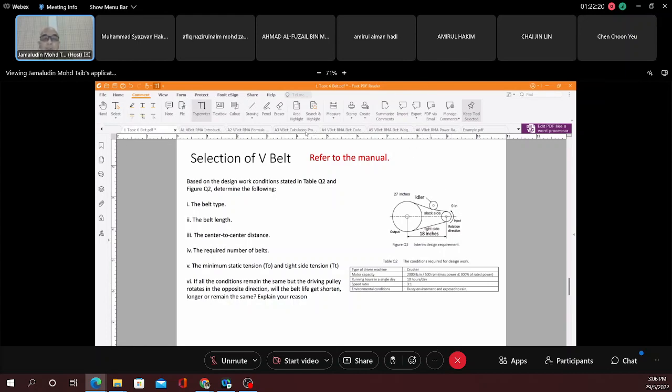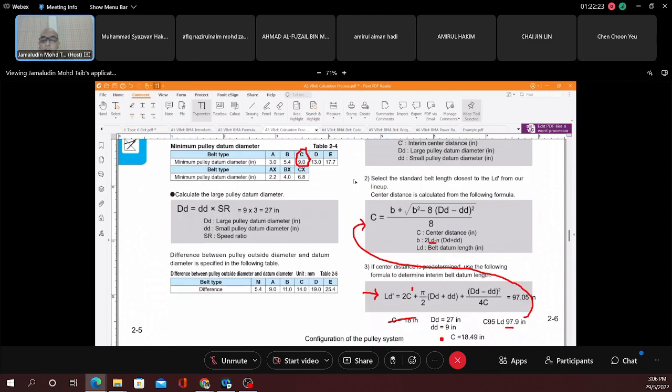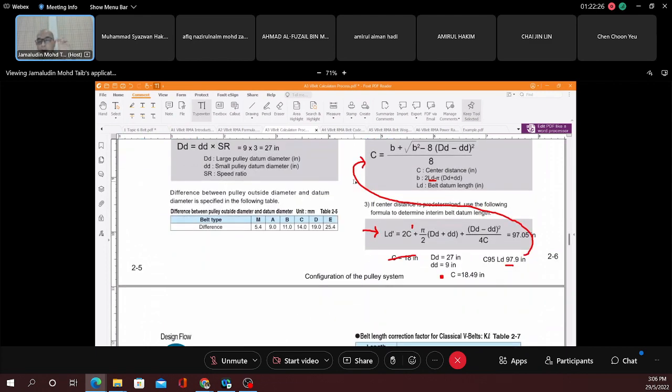Up to step number 5, you will have your configuration of smaller pulley, larger pulley, and belt type. Your belt type is going to be C95, plus the new center to center distance. This is all the configuration: 1, 2, 3, and the belt type. That will be the configuration of the pulley system. That is the first step: the small pulley, larger pulley, and center to center distance with the type of belt.